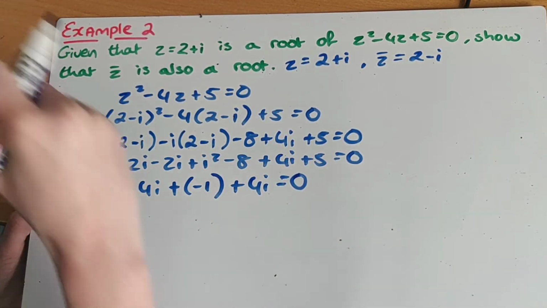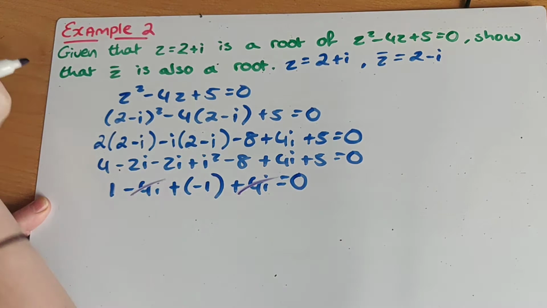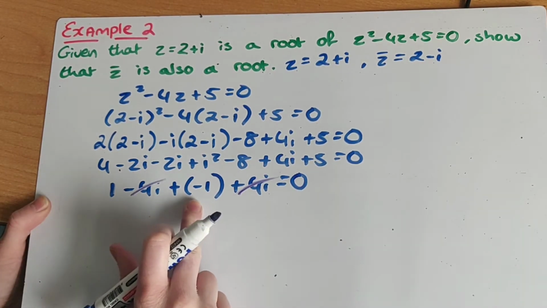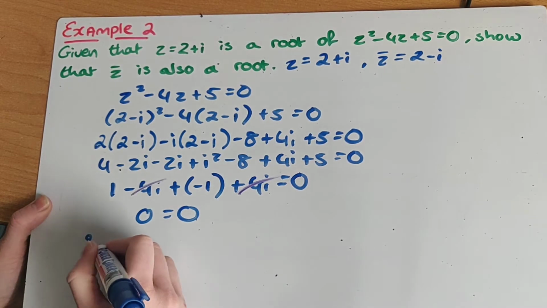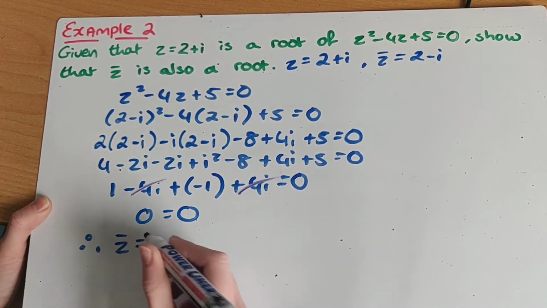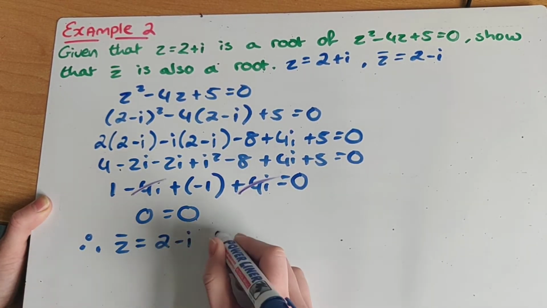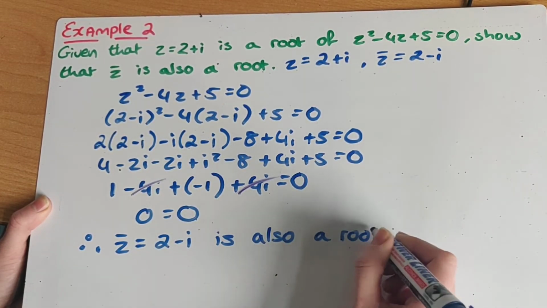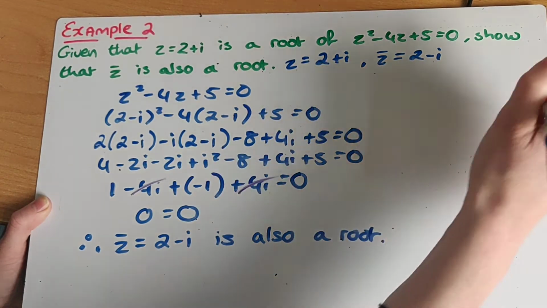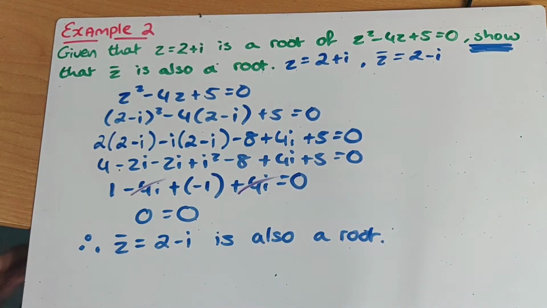So I can see my 4i's cancel anyway, and I have 1 plus minus 1, which also cancels, so I get 0 is equal to 0. So I can now say, therefore, the conjugate of z, which is 2 minus i, is also a root. And remember to always finish a question like that with a conclusion, guys, because it does say show at the start of the question. Okay?